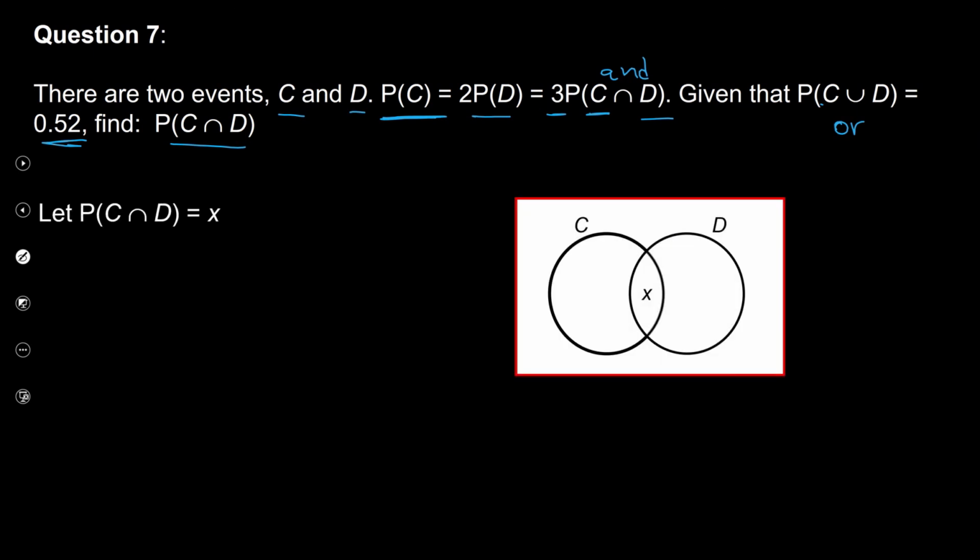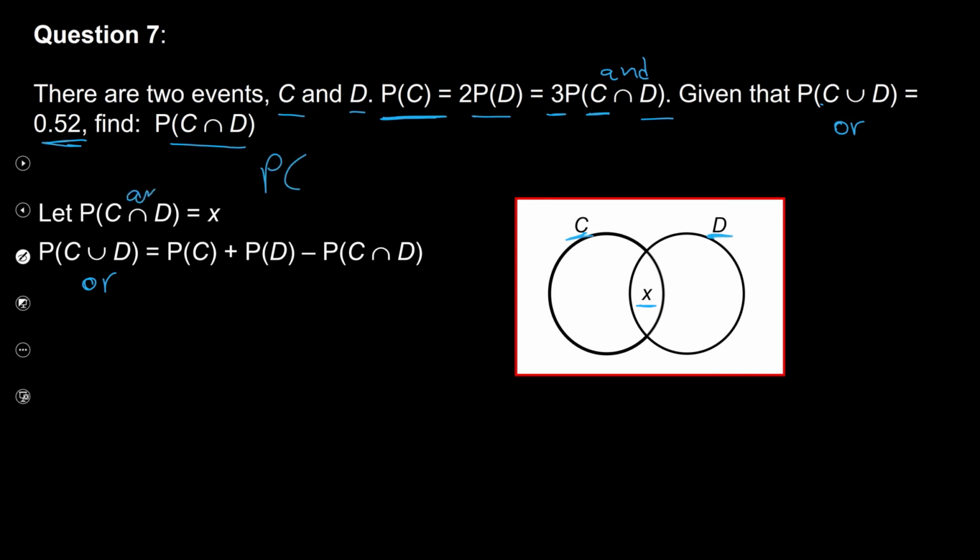Let's draw a Venn diagram and see what we get. So we have event C and D. Start with the intersection. Do we know the probability of C and D? No. Let's make that X. Now from there, we know the probability of C or D, where the intersection means and and the union means or, is equal to the probability of C plus the probability of D minus the intersection. Now let's substitute, because we know the probability of C or D is 0.52, which is given there.